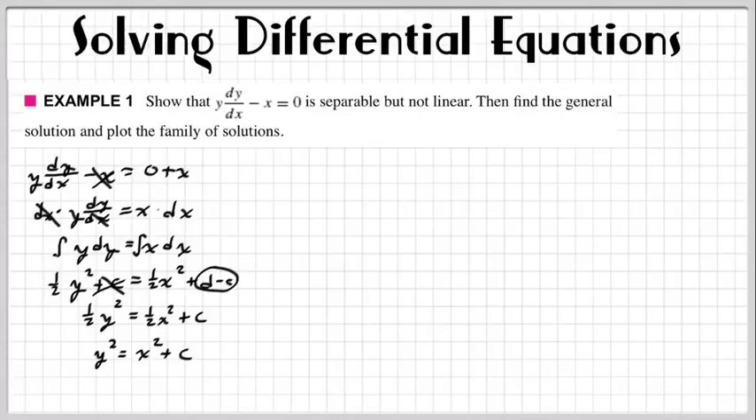How do I get that y alone? Yeah, we're going to square root the dude. Whenever you square inside of an equation, you need to have a plus or minus right there. So I have y equals plus or minus the square root of x squared plus c. Interesting. That is your general solution, and that answer is not linear. Okay, now I want to show you guys something.